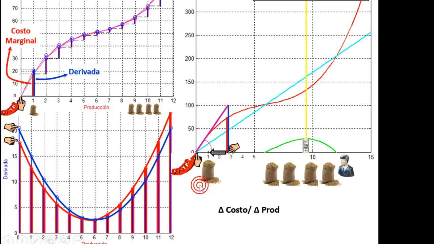Now, if the increment of production is 1, which is this case here, then the marginal cost is directly the increment of cost, because the increment of production is 1. So the marginal cost is the increment of cost when the increment of production is 1.